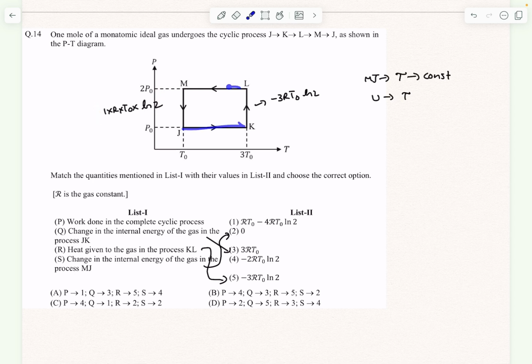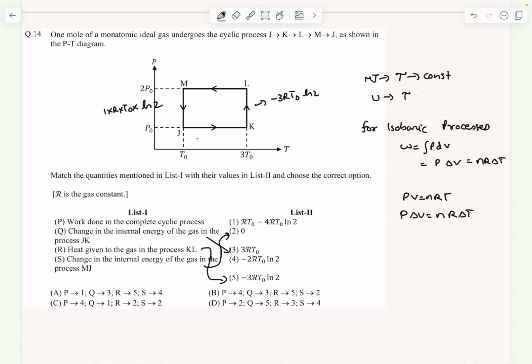Now J to K and M to L, these are both isobaric processes. For isobaric processes, we can say the work done is the integral of PdV again, but P itself is constant, so we can say it is P delta V. If pressure is constant, then the volume is directly proportional to the temperature. So here the temperature is becoming 3 times. If I take the delta on both sides, P is constant, so P delta V I can write as nR delta T. So instead of this, I can also use the formula nR delta T. So J to K, nR delta T is going to be 2R T naught, and it is going to be plus because delta T is positive. And from L to M, it is going to be minus 2R T naught.